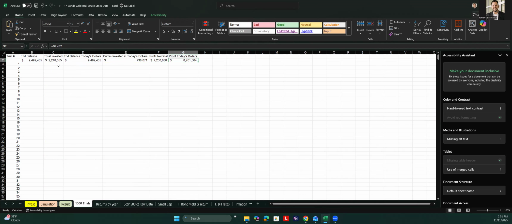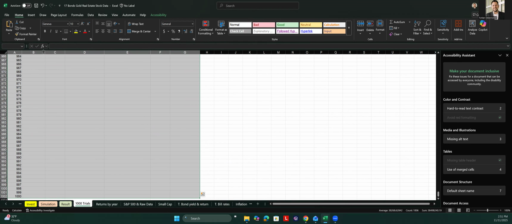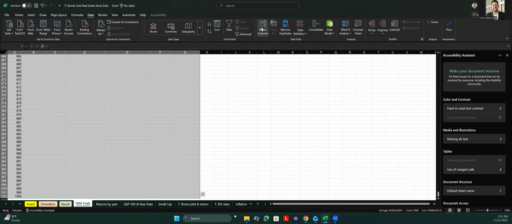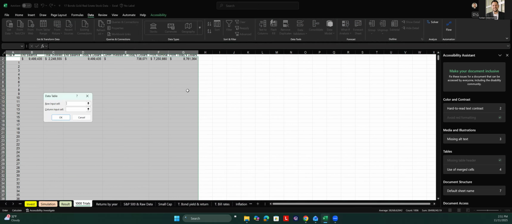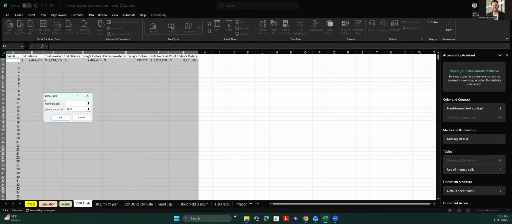Okay, so now I would like to run the simulation 1000 times. Control Shift right arrow, Control Shift right arrow, Control Shift down arrow, Control Shift down arrow to select the entire table. Data, What-If Analysis, Data Table. I don't have a row input cell. My column input cell is a blank cell. I want something to change in Excel and regenerate all random numbers.